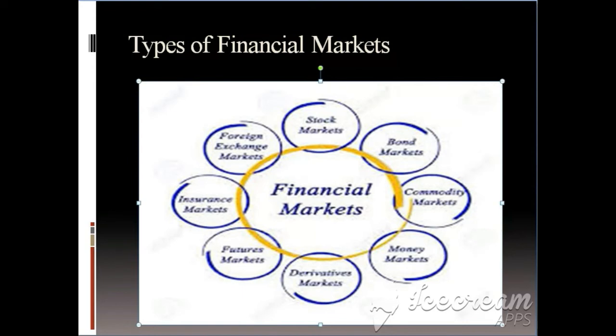Next one is insurance markets. Insurance markets is a place where insurance products are bought and sold, like life insurance products, general insurance products, vehicle insurance products, etc. And foreign exchange markets are those where currencies are exchanged with one another. For example, Euro is exchanged with INR, Euro is exchanged with US dollar. These kinds of currency exchange are traded at foreign exchange markets.